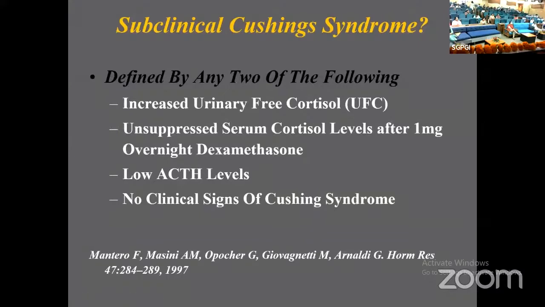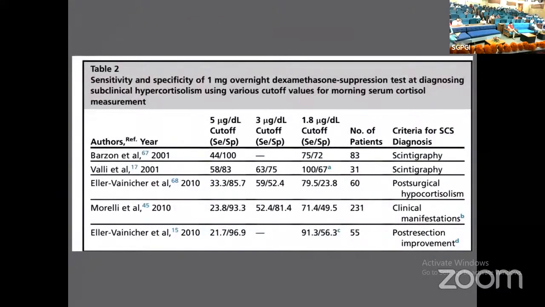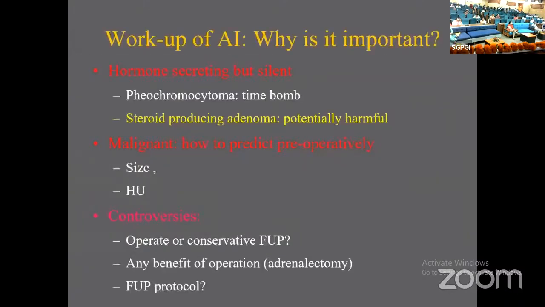Now, urinary free cortisol is also a very good investigation that most endocrinologists would like to do. And unsuppressed serum cortisol levels after 1 milligram overnight dexamethasone, that is ONDST, low ACTH levels, and of course, no clinical signs of Cushing syndrome. So these are criteria that are used in different studies, but at least 2 of these should be present to label a patient as subclinical Cushing syndrome. Again, if you take a different cutoff, the sensitivity and specificity would vary, and it depends on individual centers to stick to their own cutoffs.